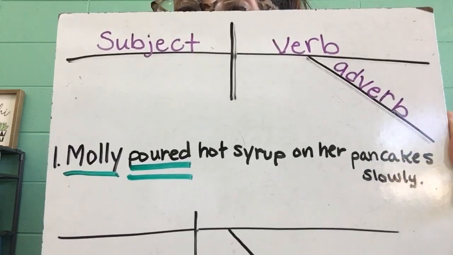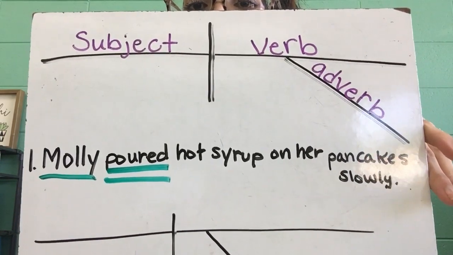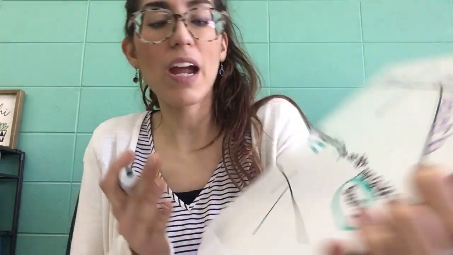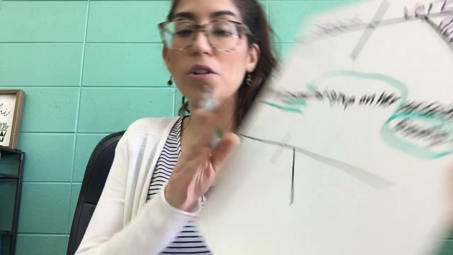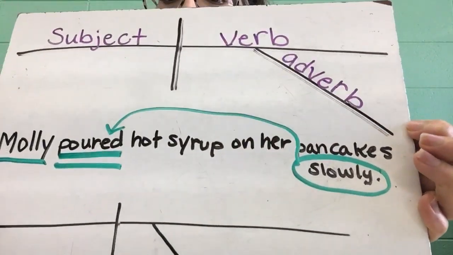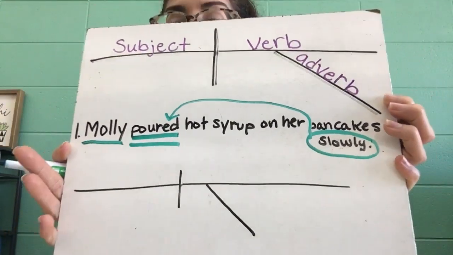Where did it pour? Right, how did it pour? It poured slowly. Very good. And the ly, don't forget about the hint there. So you're going to circle slowly. You want to circle your adverb and then draw the arrow to your verb because it's describing poured. Very good job, third grade.